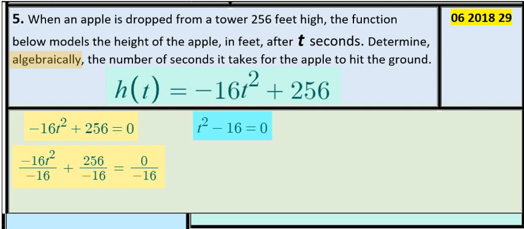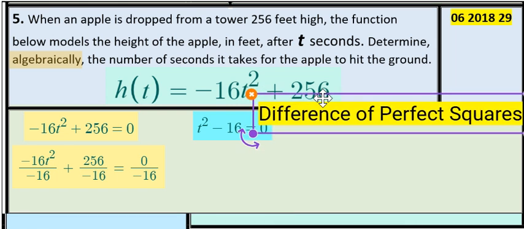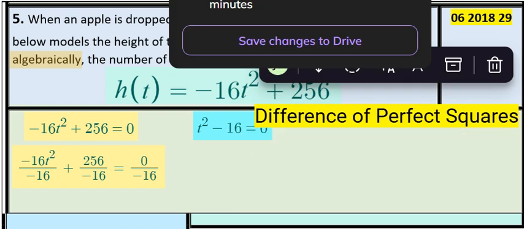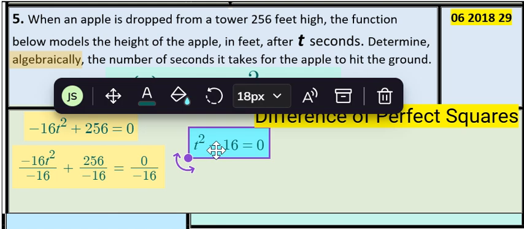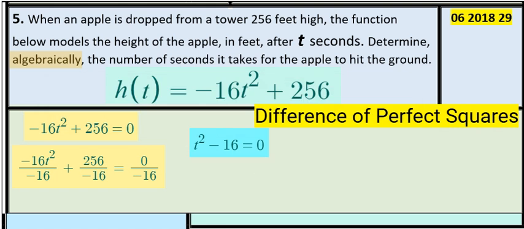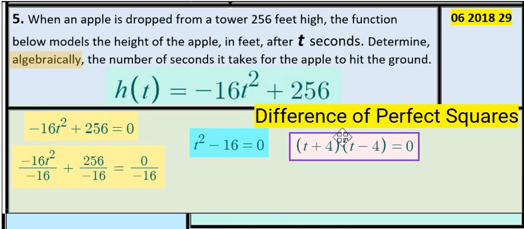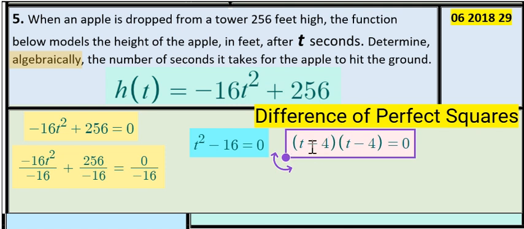So now this is actually difference of perfect squares. The key giveaway is it's a binomial with a squared term and a perfect square at the end. So that means that both t squared and 16 are perfect squares. So I set up my double bubble and I take the square root of each. So I have plus and minus, difference of perfect squares, signs are always different.